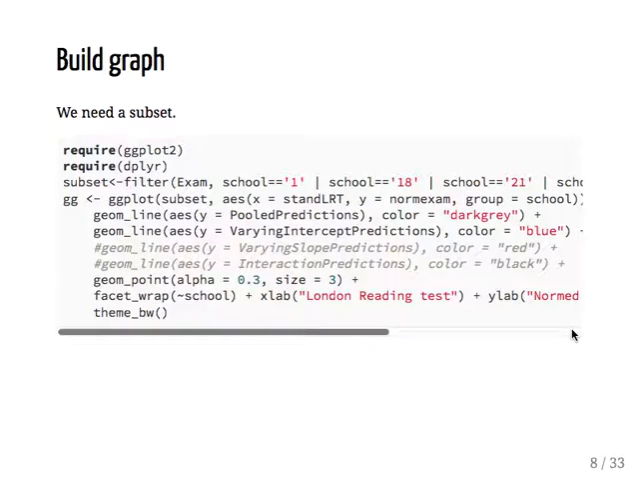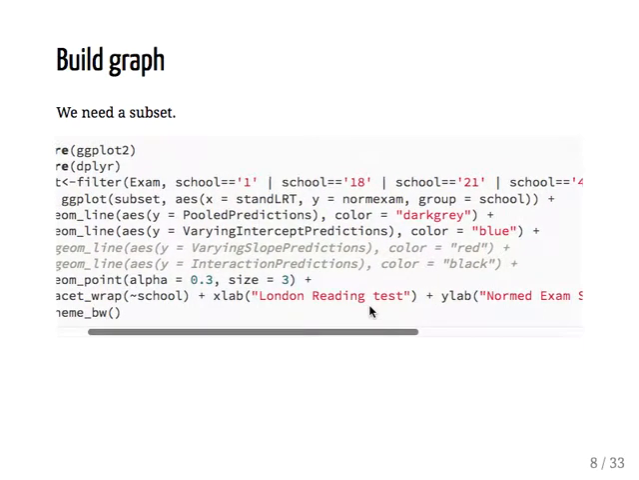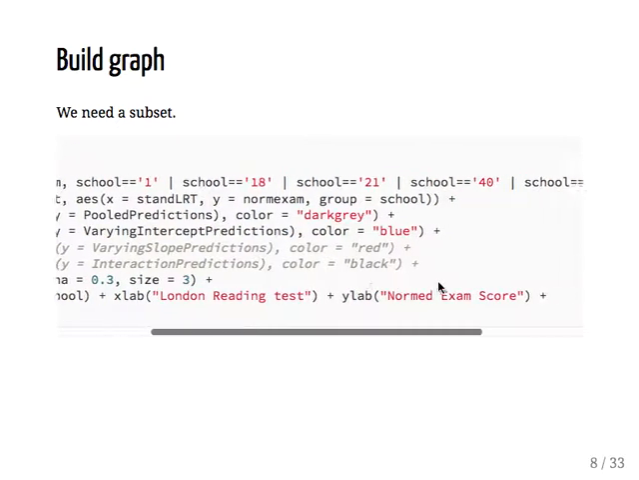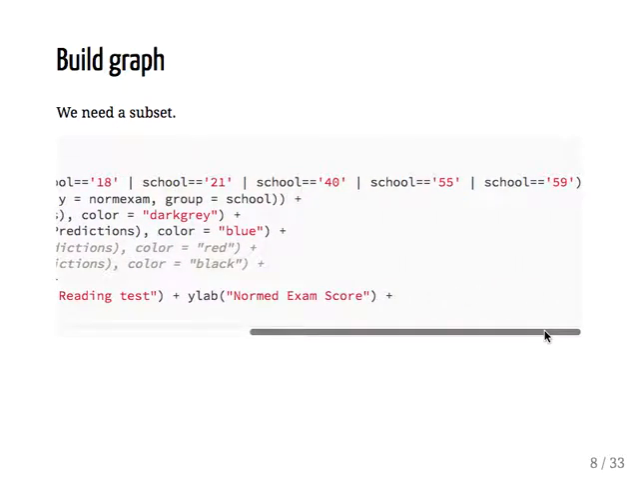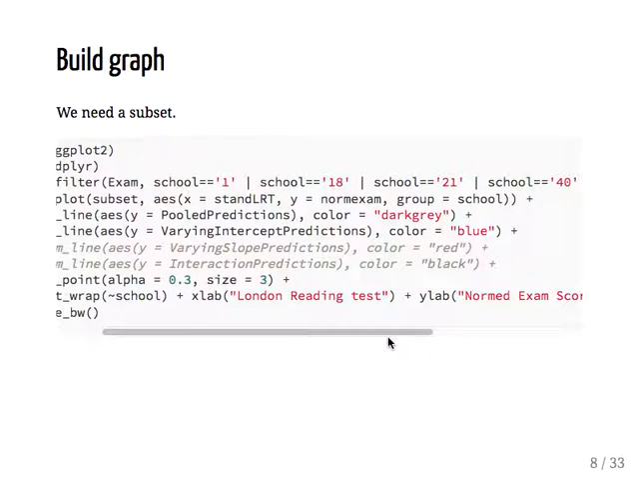So again, I make a new subset, and again, I pick school 1, school 18, school 21, school 40, school 55, school 59. So now I'm going to show you six panels, and then we're going to see what's going on in those groups. Again, you could pick different numbers. To be honest, I toyed around a little bit to show you some type of things where you could more clearly see that there are differences between the groups.